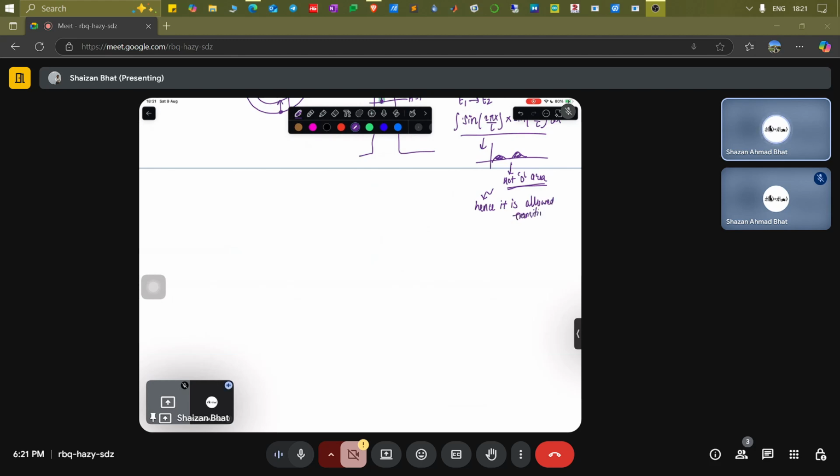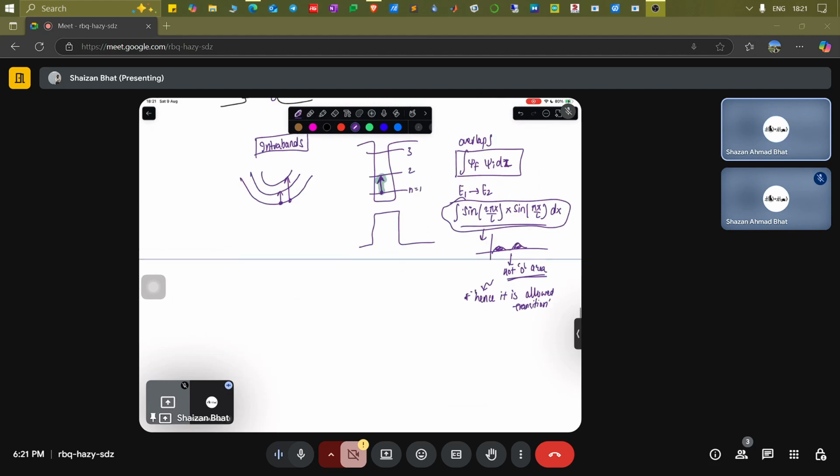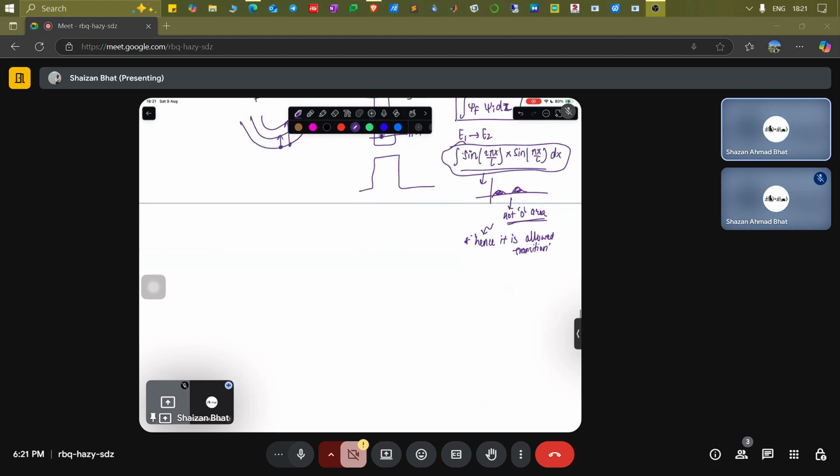This is the simplest logical explanation mathematically. If you get this integral to be equivalent to zero, then that transition is not possible. And it mostly happens if the difference is even. For example, if there is a transition from E1 to E3, then the difference n1 minus n3 is even, and this transition won't be possible. So this is a forbidden transition.